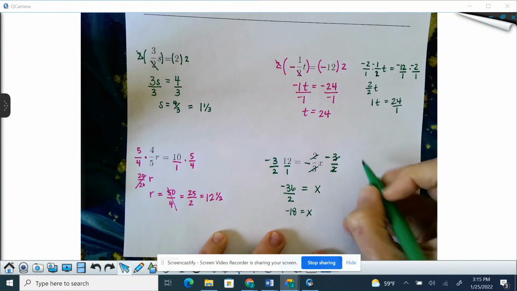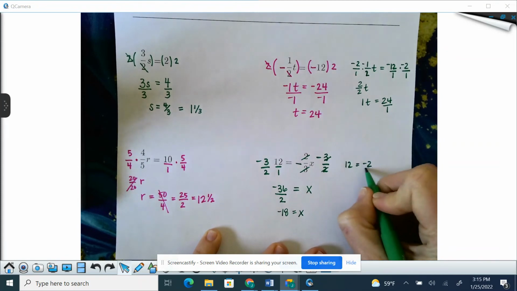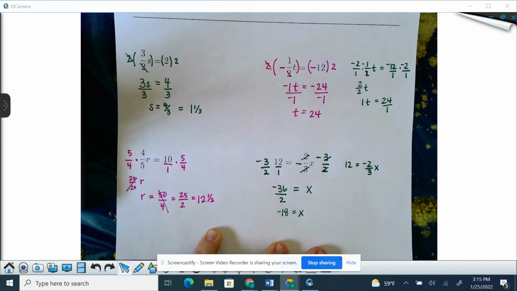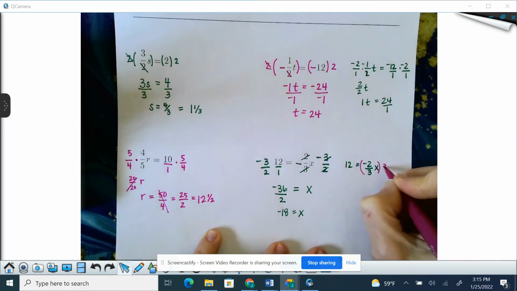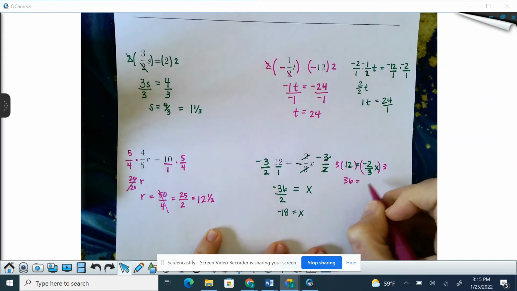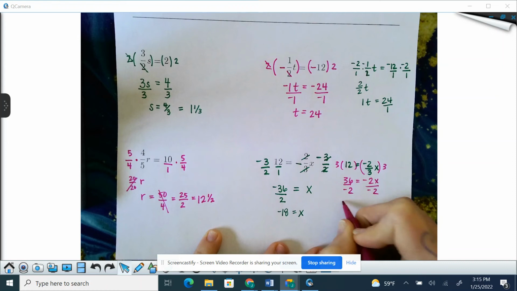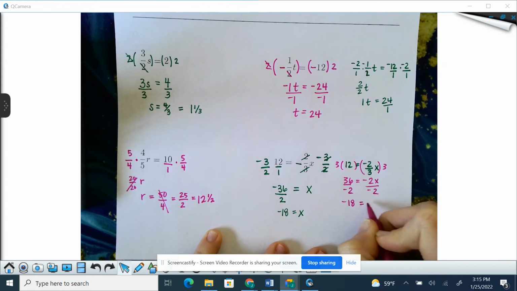If we'd done it the longer way, or more broken down way, I shouldn't say it's necessarily longer, this is our problem, then we'd multiply both sides by 3. Which gives me 36 equals negative 2x, divided by negative 2. Negative 18 equals x.